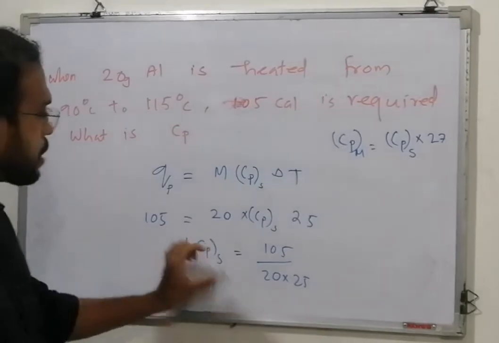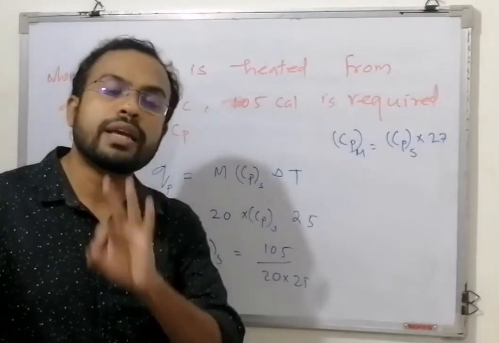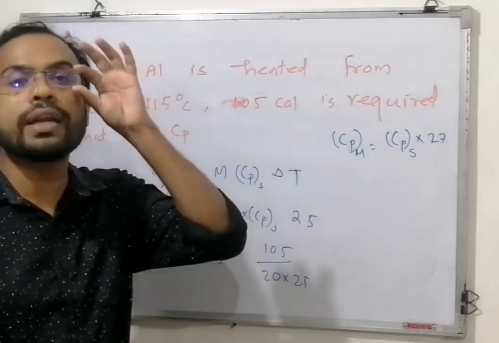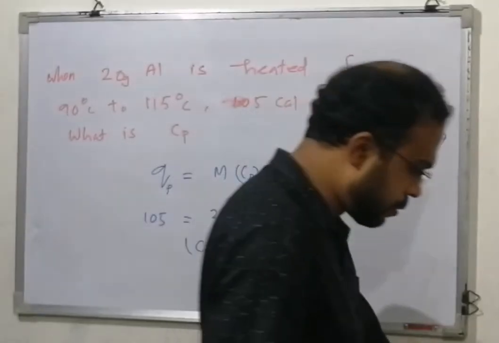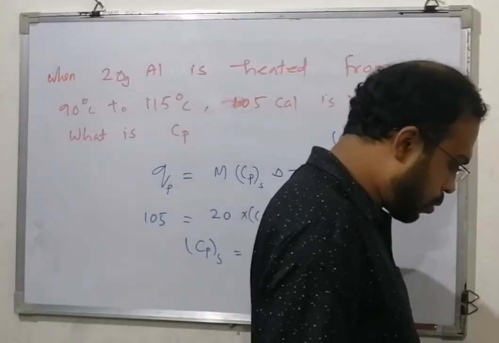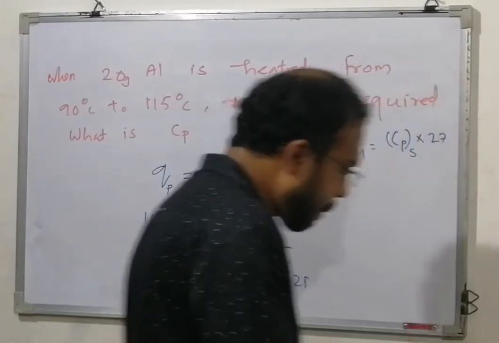This will give you specific heat capacity, that is the heat capacity of that 1 gram of aluminum. Remember, heat capacity of 1 gram of aluminum. Now we can go to another previous question.